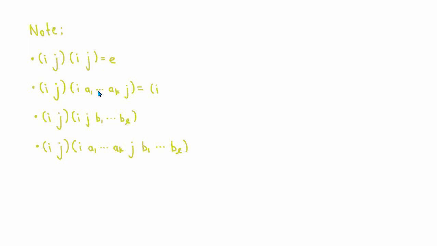The cycle on the right-hand side moves i to a1, and then since a1 is not equal to i or j, the transposition on the left doesn't do anything to the a1. So the net effect is that i maps to a1.